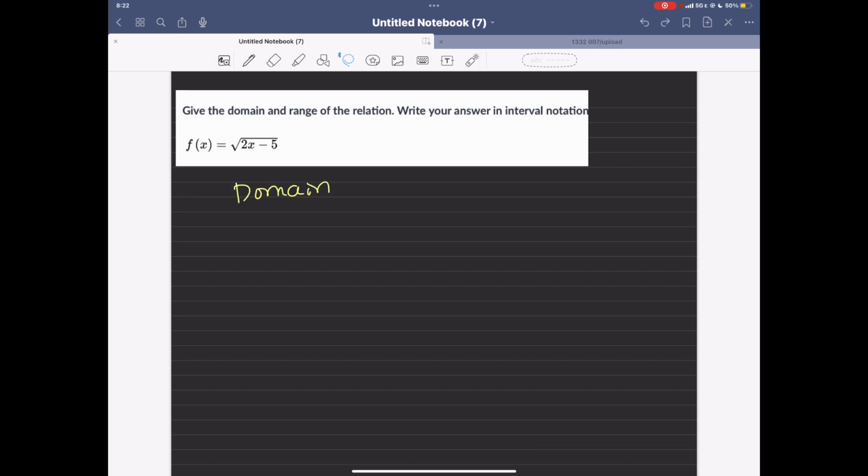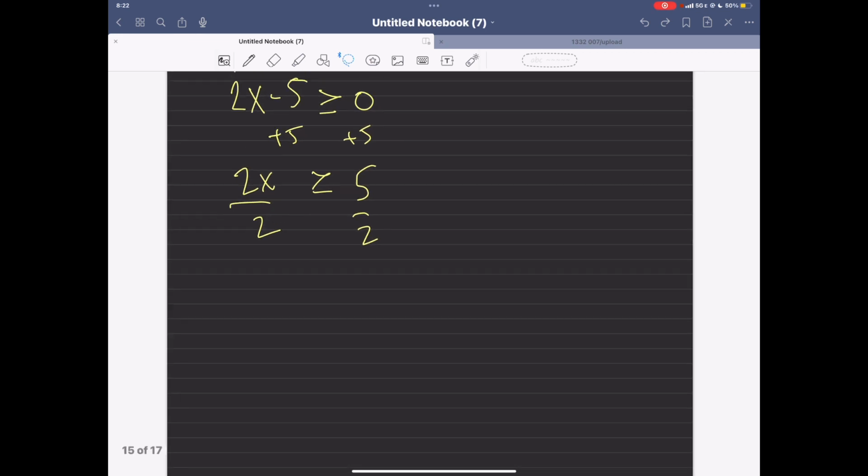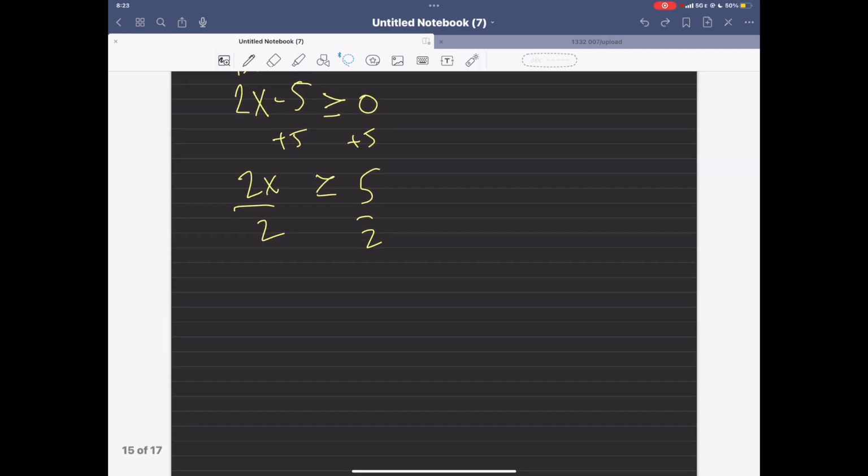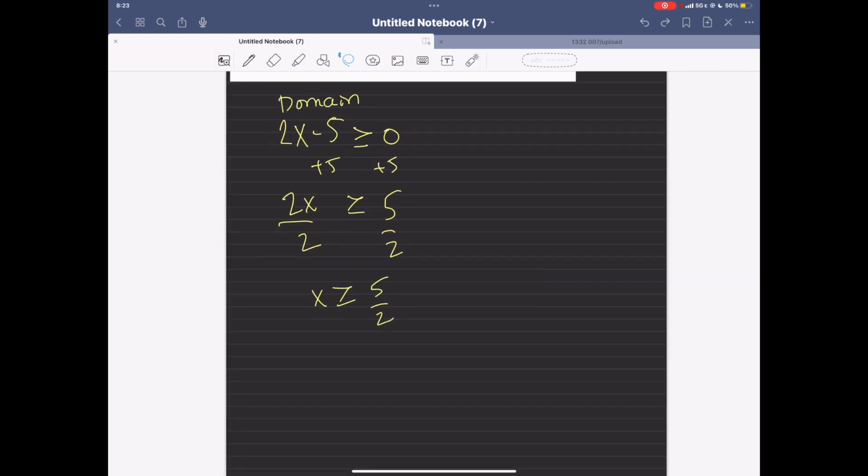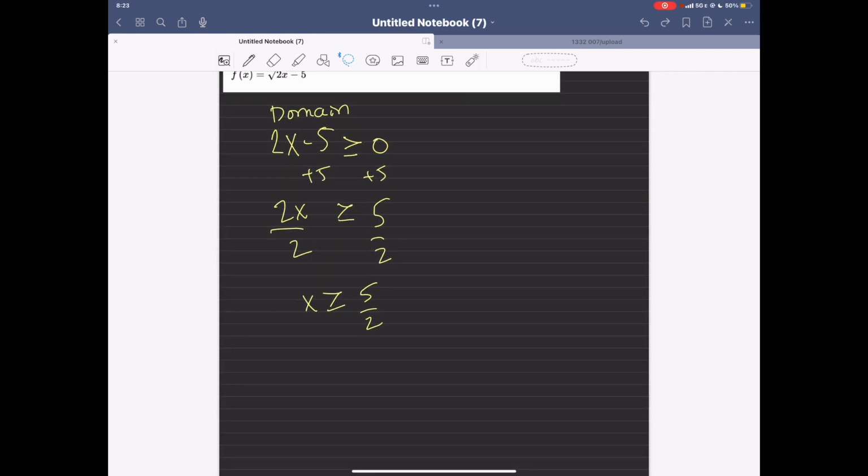For the domain, you're going to take whatever is underneath the square root and say that it's greater than or equal to 0. So 2x minus 5 is greater than or equal to 0. Then we solve for x. We add 5 to both sides, and I get 2x is greater than or equal to 5, and divide both sides by 2. So x is greater than or equal to 5 over 2. In interval notation, it's going to be bracket 5 over 2, comma, positive infinity.